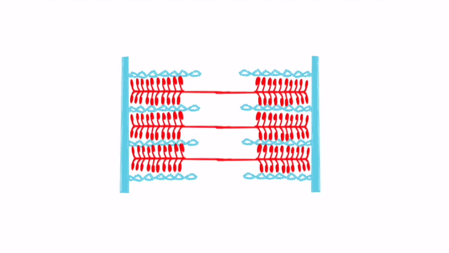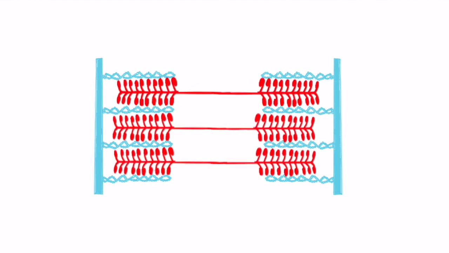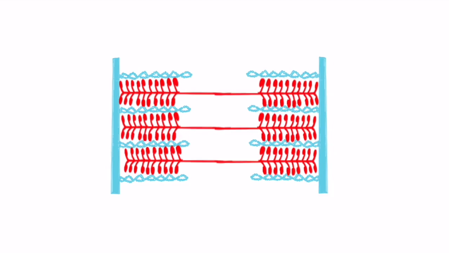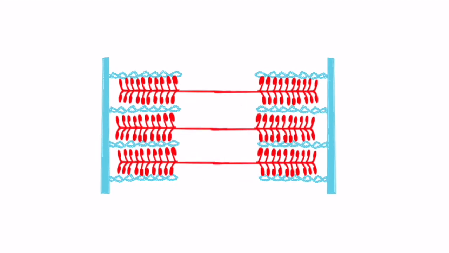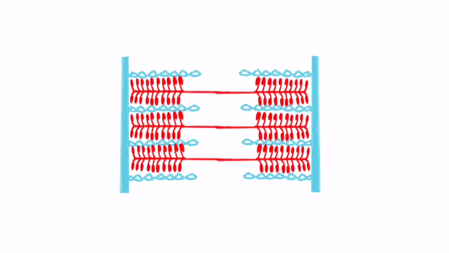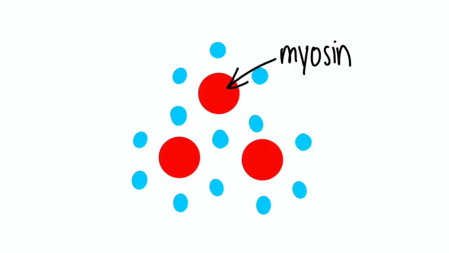The length of the A band and the H band shorten while the I band stays the same, which causes the muscle to contract by 1/3, which is 2/3 of its resting length. Around every myosin, there are going to be 6 actin, and around every actin, there will be 3 myosin.